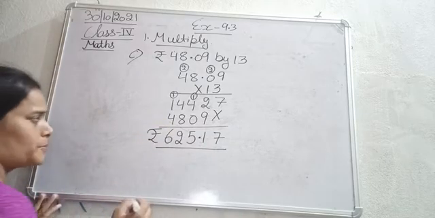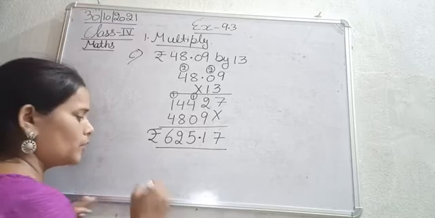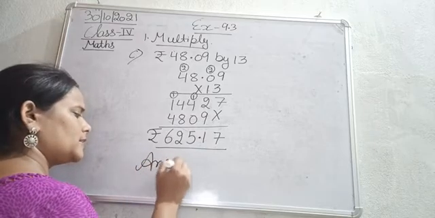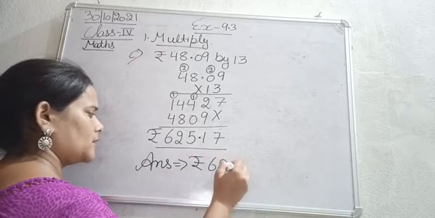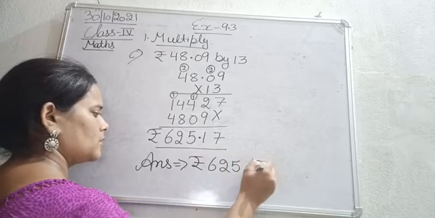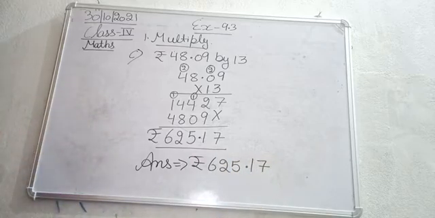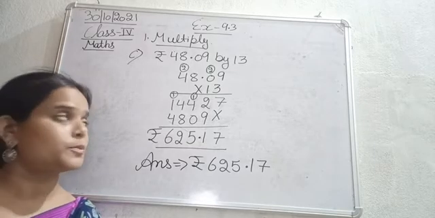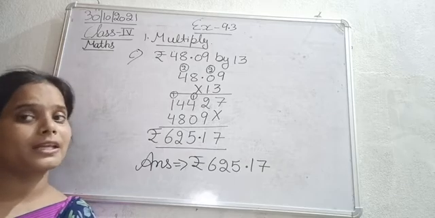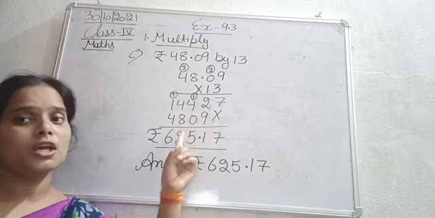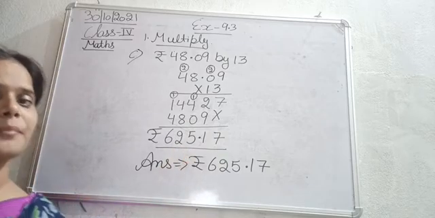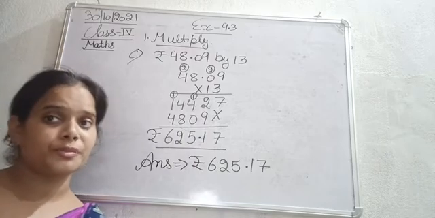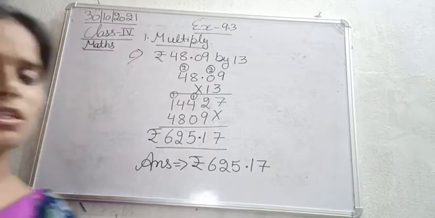Okay, so after multiplying 48 rupees 9 paisa by 13, we got the answer, that is 625 rupees and 17 paisa. So this is the answer that we had got after multiplying 48 rupees 9 paisa by 13. Okay, simple है multiplication. We will put the point only in the answer, when we get the final solution. चलिए. Okay, so this is the C part.